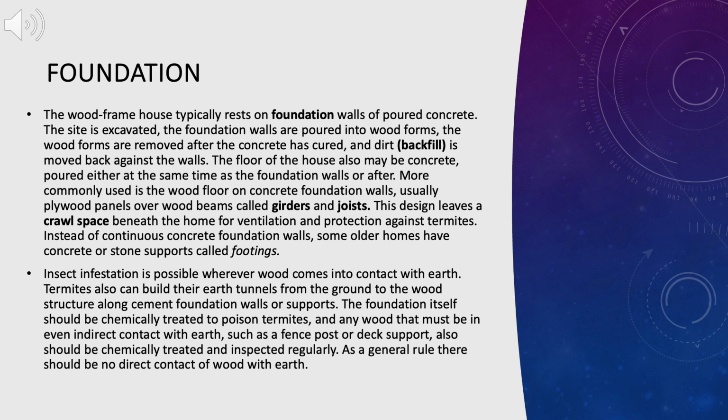Insect infestation is possible wherever wood comes into contact with earth. Termites also can build their earth tunnels from the ground to the wood structure along cement foundation walls or supports. The foundation itself should be chemically treated to poison termites, and any wood that must be in even indirect contact with earth, such as a fence post or deck support, also should be chemically treated and inspected regularly. As a general rule, there should be no direct contact of wood with earth.